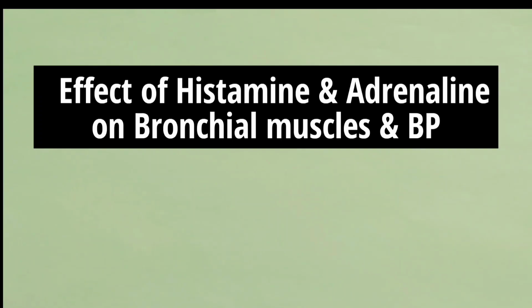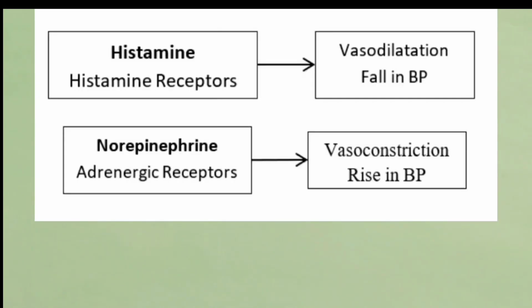For example, the effect of histamine and adrenaline on bronchial muscles and blood pressure. Histamine acts on histaminic receptors and causes vasodilatation and fall in blood pressure. Norepinephrine causes vasoconstriction and increases the blood pressure by acting on adrenergic receptors. On one hand, histamine decreases the blood pressure and norepinephrine increases the blood pressure. So the blood pressure stabilizes, the effects are counterbalanced and the physiological system remains the same. That is, the physiological function is blood pressure.